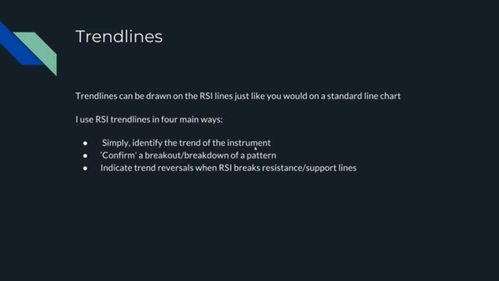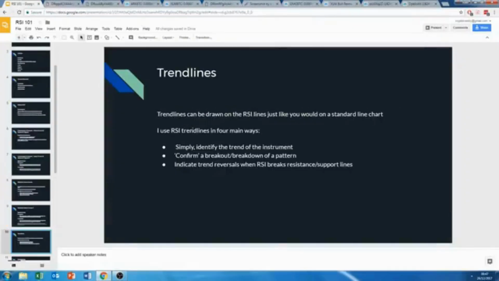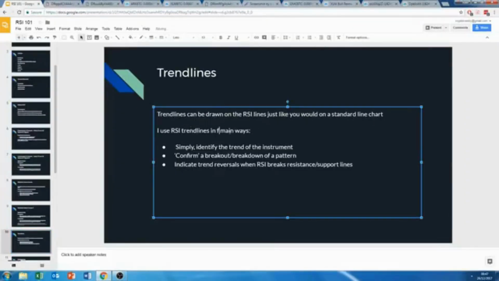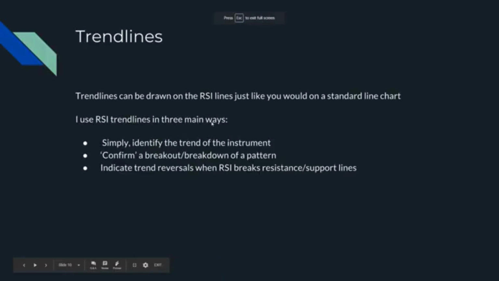And I use RSI trend lines not in 4, but in 3 main ways. There's some fake news, okay? In 3 main ways. Identify the trend of the instrument, in case it isn't obvious by the price. Confirm a breakout or breakdown of a pattern. And indicate trend reversals when RSI breaks resistance or support lines.